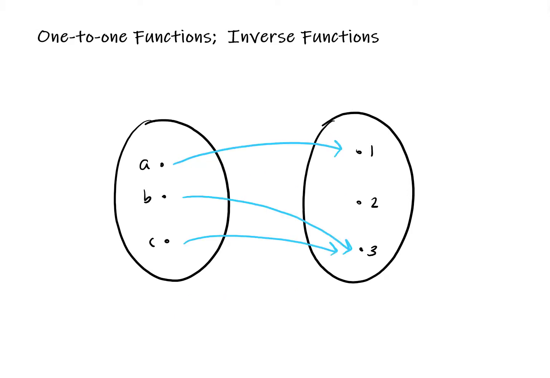For this next example, it might be tempting to say that this is not a function as well. However, my arrows are depicting a function because each input has exactly one output. For example, you can see that the input of A has the output of 1, the input of B has the output of 3, and the input of C has the output of 3 as well. But each input has only one output.